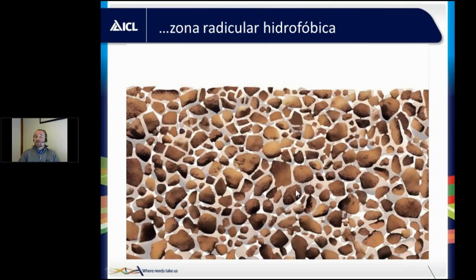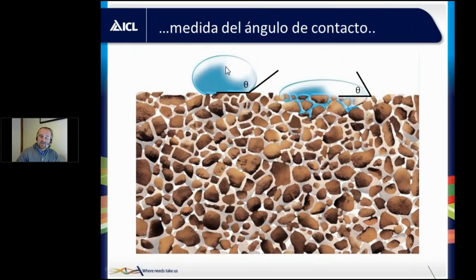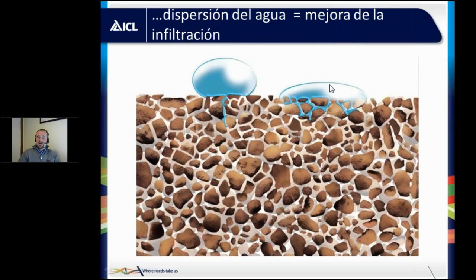Here we have a USGA root zone. It might be a little bit hydrophobic. We apply water to the surface and it beads up and sits on the surface. You can actually see how hydrophobic a surface is by measuring the contact angle of the water on the surface. If the surface is less hydrophobic, the water will spread further, and so our water droplet becomes larger. A larger water droplet means that there is improved infiltration. The water can access a larger amount of sand grains.